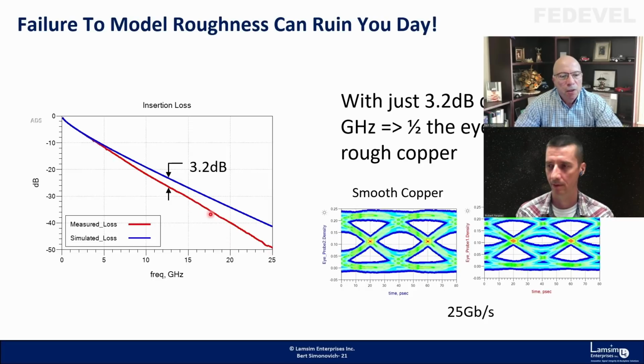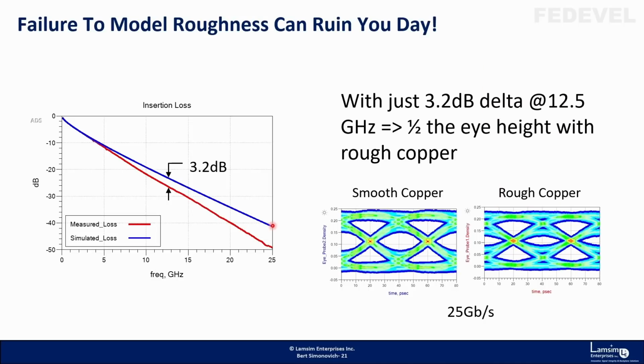Here's the insertion loss plot, for instance. In red is the measured loss, alongside the simulated loss. If we didn't model it correctly in our simulation prior to building the board, and didn't factor it in properly, we could end up with surprises when we get into the lab. And here's an example of an eye opening that we simulated with smooth copper. It had a nice open eye in the middle, and everything's there. But in the actual measured channel, the eye is much smaller.